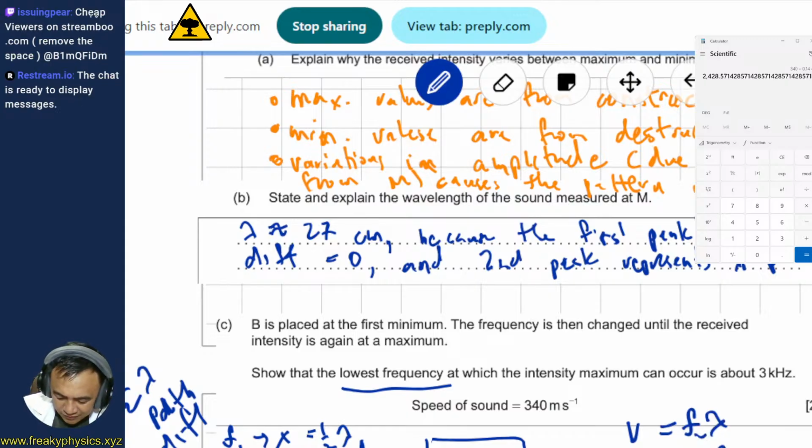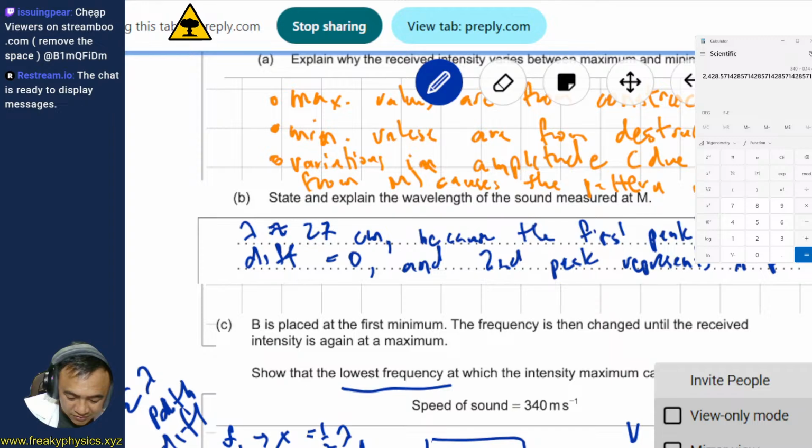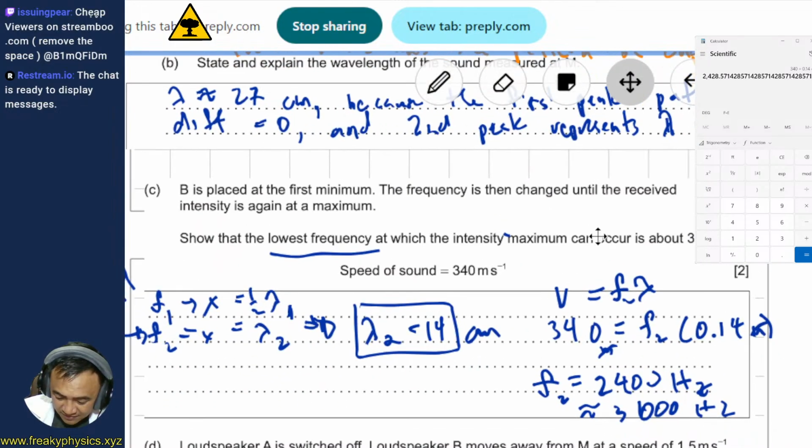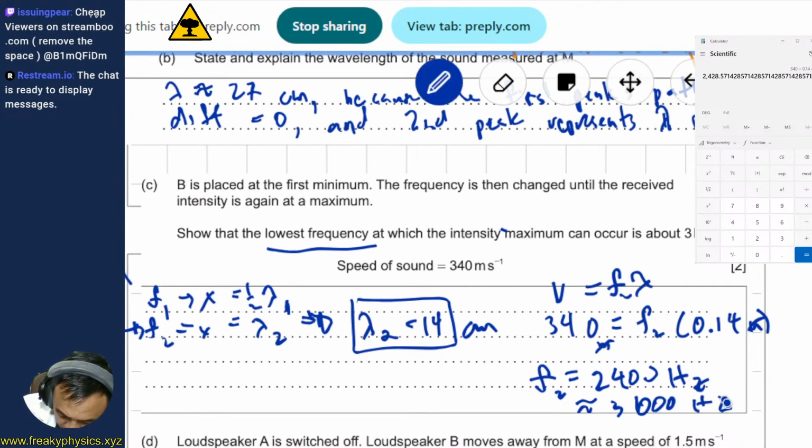Now, if you want to get a better answer, then you can use a different value for x here. We can use 15 or maybe 13. But again, because we're just estimating this from the graph, 2400 hertz is close enough to 3000 to count.